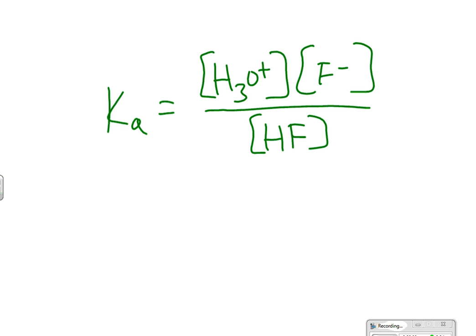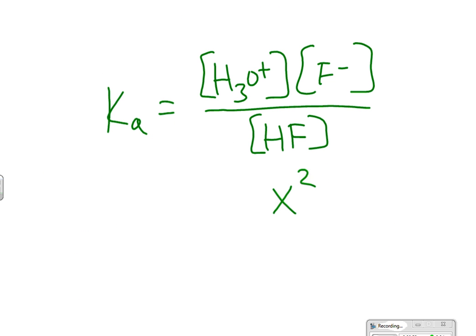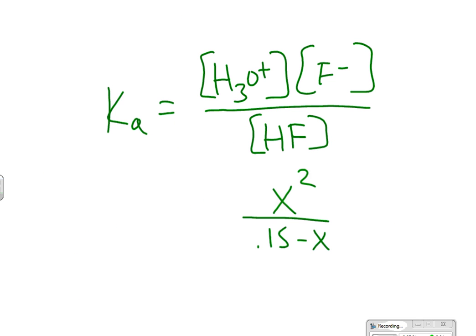Well, if I go back to the E line, I'm going to grab my top values, x and x. That means I'm always going to end up with x squared on the top, because I'm always going to have plus x and plus x. Then I go to the bottom, and I grab my bottom piece, which is 0.15 minus x, and we know it's equal to Ka, so I'm going to take the Ka, which is 6.6 times 10 to the negative fourth.